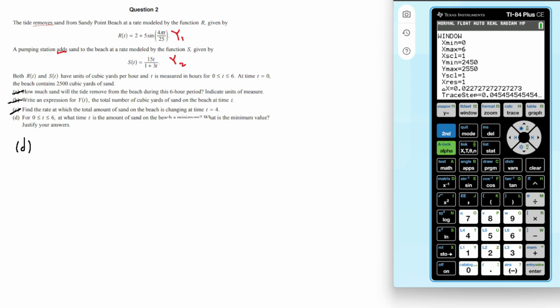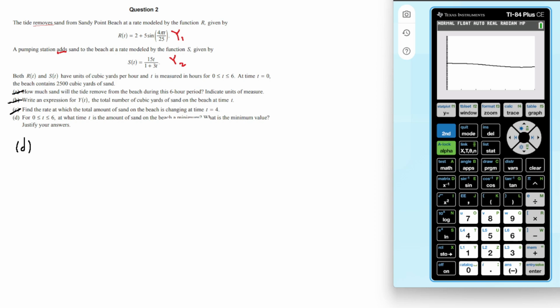If you're thinking about a beach, if they're trying to add sand to make up for the lost sand, the rates are probably about equal. So it's not going to change very much on this 0 to 6 interval. It's probably going to stay about the same, the amount of sand on the beach, that is. So let's make our y min 2450 and our y max 2550. Now we can click graph, and this takes a while because it's a complicated function.